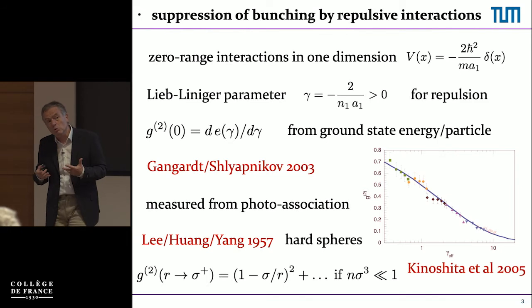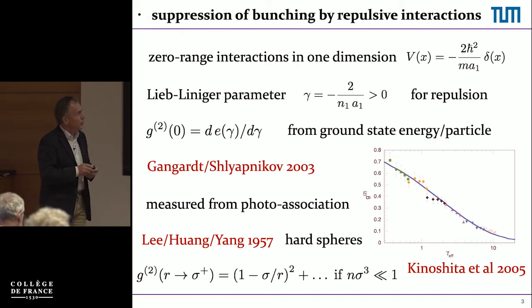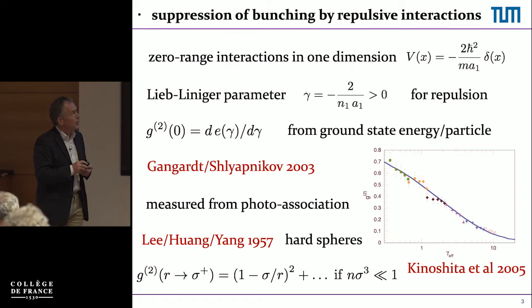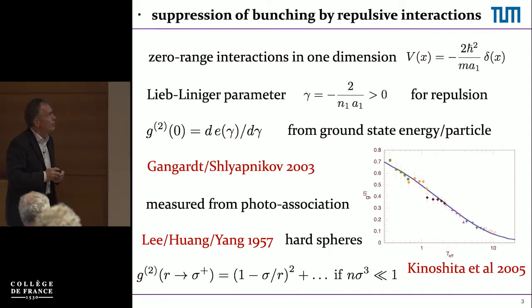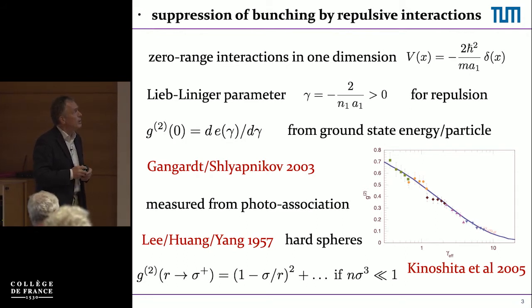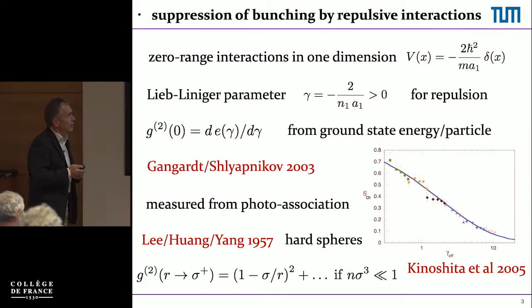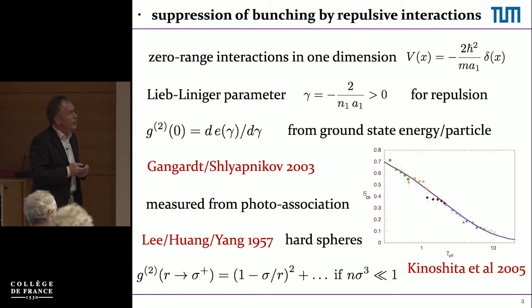Now, one case where you can do it in full glory, if you wish, is one dimension. If you take bosons moving in one dimension, and you assume a delta function interaction with some characteristic length a1, which for repulsive interactions is negative, then one can work out what the G2 of 0, the probability of two of these bosons to be at the same point, is from the derivative of the energy with respect to this parameter, which was introduced by Lieb and Liniger in their exact solution of the 1D Bose gas. And this function at zero interaction, so gamma equal to 0, is just 1. But then if you crank up the interaction, this energy saturates, and this G2 of 0 becomes smaller.